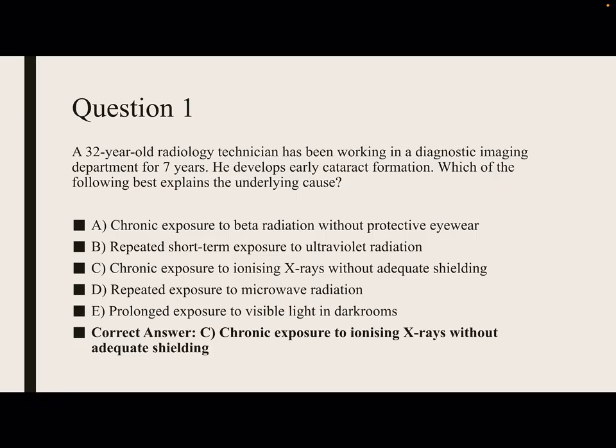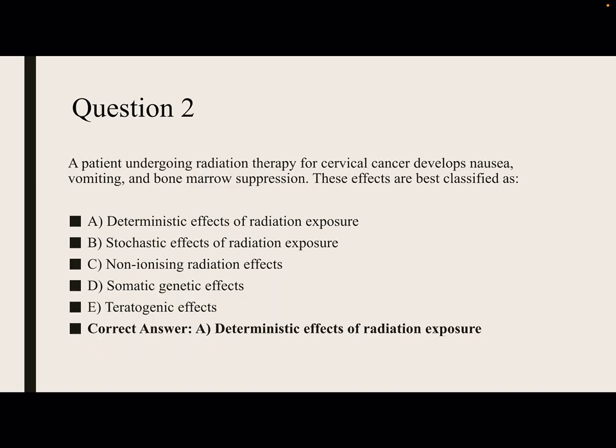First question. A 32-year-old radiology technician has been working in a diagnostic imaging department for 7 years. He develops early cataract formation. Which of the following best explains the underlying cause? The correct answer is C. Chronic exposure to ionizing X-rays without adequate shielding.